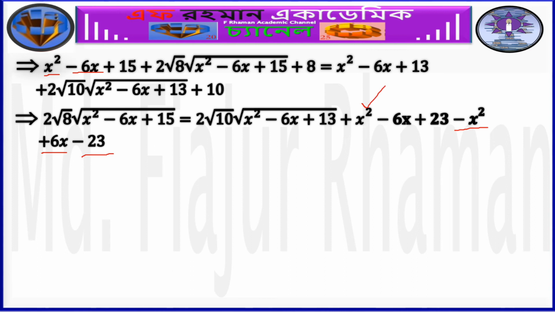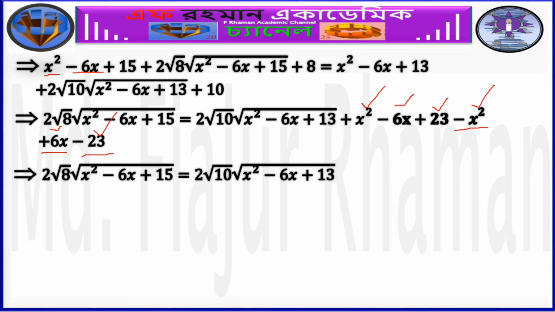x square and minus x square should be cancelled out. Minus 6x and plus 6x should be cancelled out. Plus 23 and minus 23 should be cancelled out. Thus, this equation implies that 2 square root of 4 into square root of x square minus 6x plus 15 is equal to 2 square root of 10 into square root of x square minus 6x plus 13. 2 root 2 is a common factor here, dividing both sides by 2 root 2.